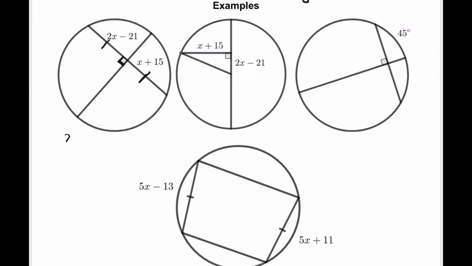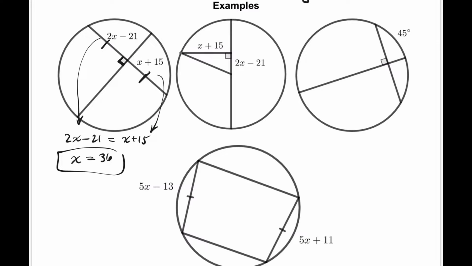So I'm just going to set this up algebraically. 2x minus 21, that's that piece, equals x plus 15, that's that piece. Like terms, move my x to this side. I'm going to subtract x from both sides. I get x is equal to, and if I add 21 to both sides, I'm going to get 36. X is 36. Look at that. One stepper, and you're done.